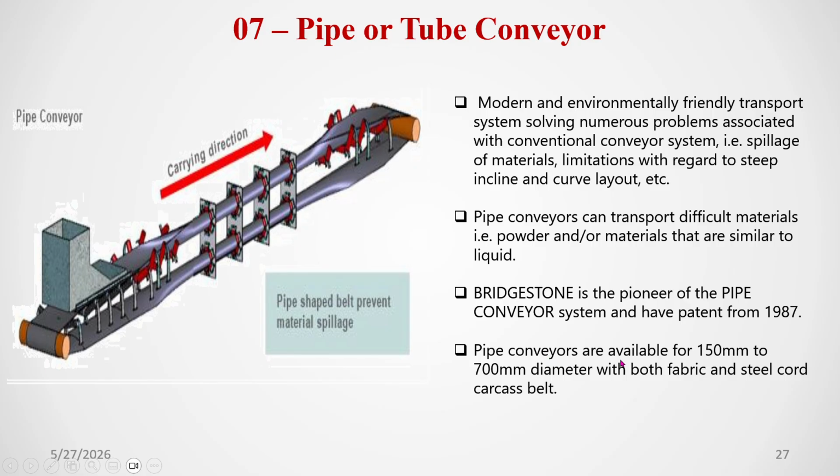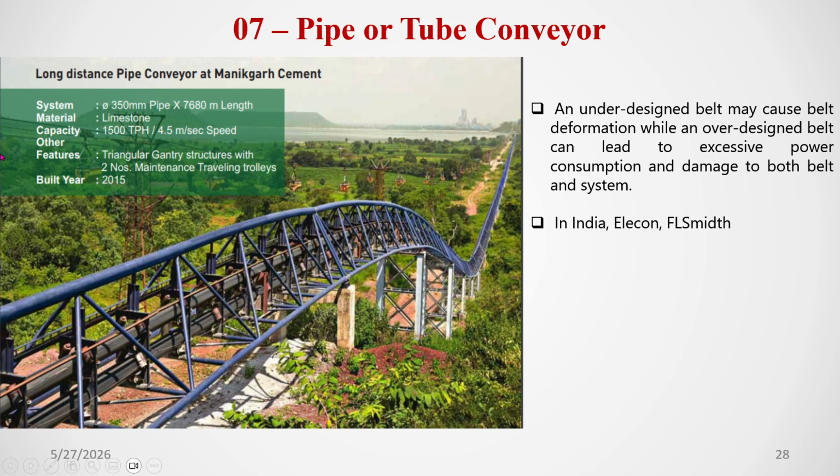Pipe type conveyors are available from 150 millimeter to 700 millimeter diameter. 150 millimeter means 6 inches. Both fabric and steel cord carcass belts are used. It is a steel cord carcass belt. We can easily roll it. Once passing through the circle of the plate, it will become closed. So the pipe shape belt prevents material spillage. So material spillage will be avoided. You see, the material goes on like this, circular, circular. Miles after miles, it can go.